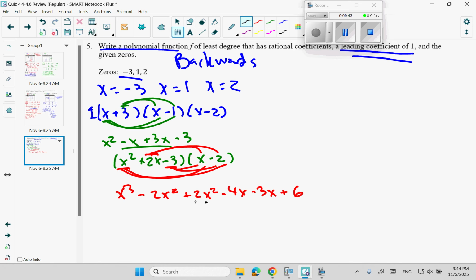And that's just a matter of combine like terms. So we're going to get x cubed. Our x squareds are going to cancel out, so I'm not going to put anything there. Negative 4x minus 3x, that's negative 7x, and then plus 6 at the end.